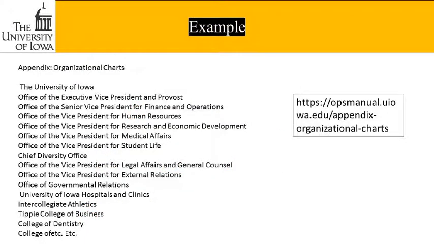Do you know that you can access all the UI org charts? They're in the operation manual in the appendix section. I've put the URL here, but you can Google it to find out.